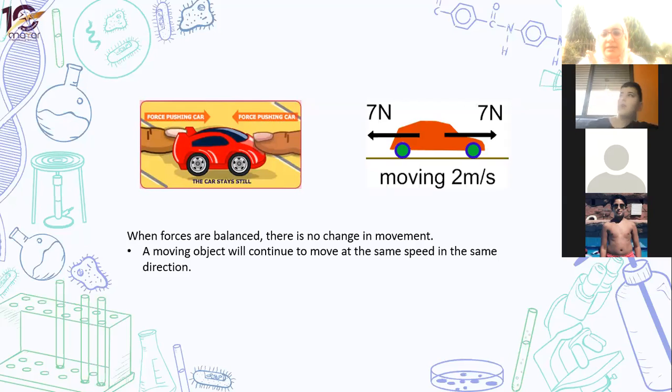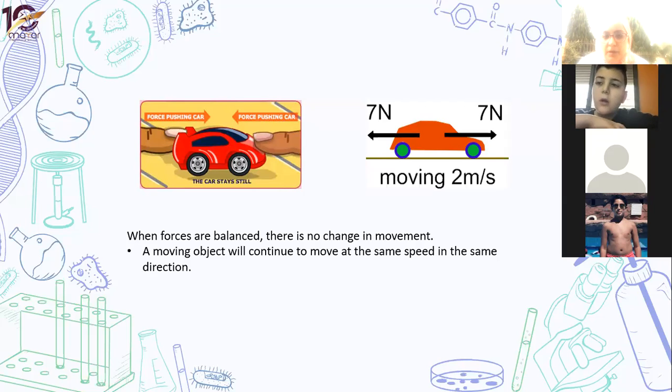Excellent. So I have two options. If the object is not moving, and I have balanced forces acting on it, they are going to be equal in amount but opposite in direction, so the object is going to stay at rest. But if the object is already in motion, it is going to continue moving. Pay attention to the keywords: same speed and same direction. It's going to continue with the same speed and same direction.